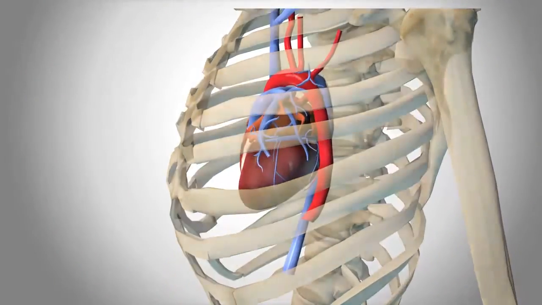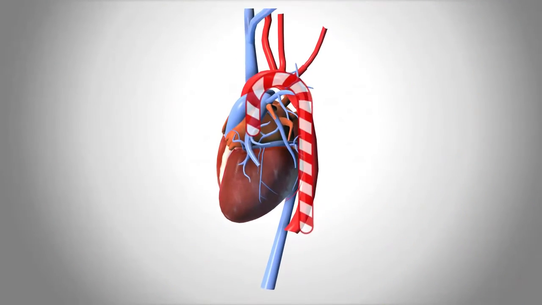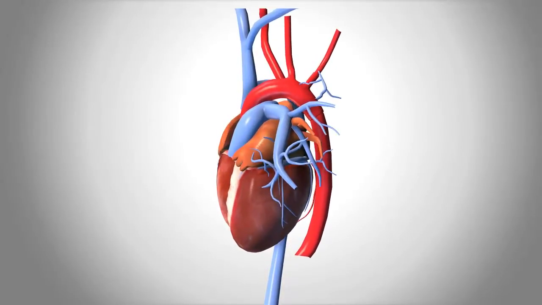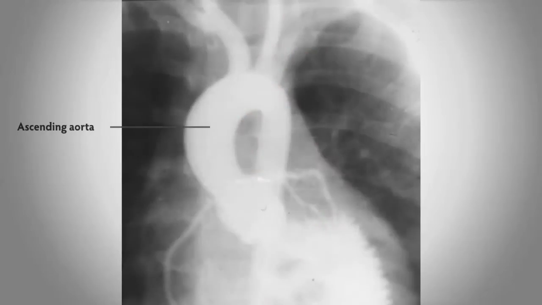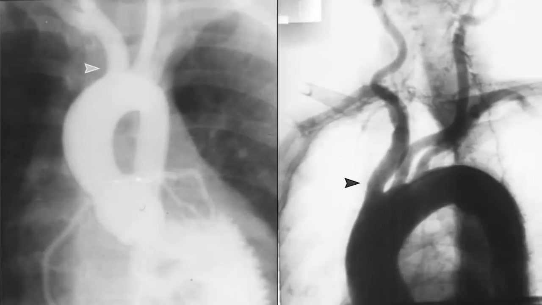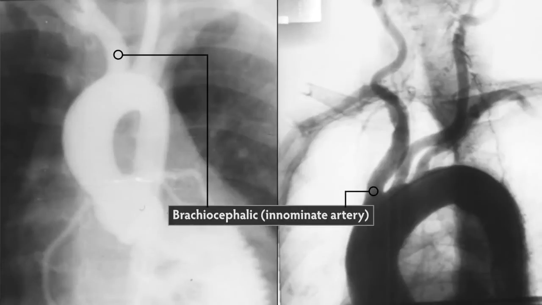Moving now to the right side of the image, the red candy cane structure is going to be the aortic arch, going from front to back to connect the ascending aorta with the descending thoracic aorta. Shown also are the great arteries that branch from the top of the aortic arch. The first branch is the brachiocephalic, or the innominate artery, which leads to the right subclavian and right common carotid arteries.